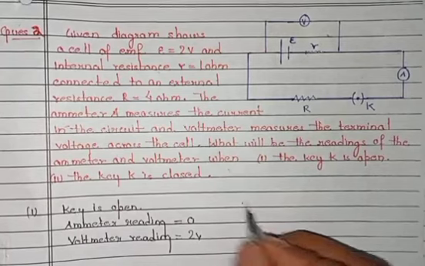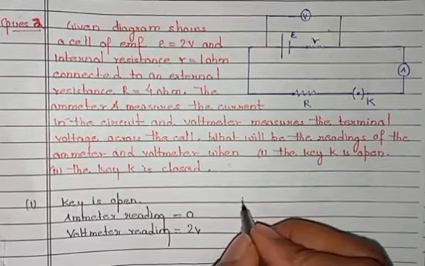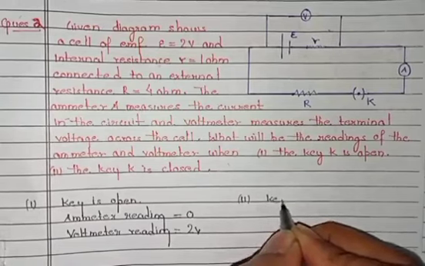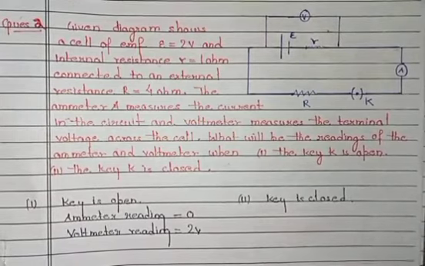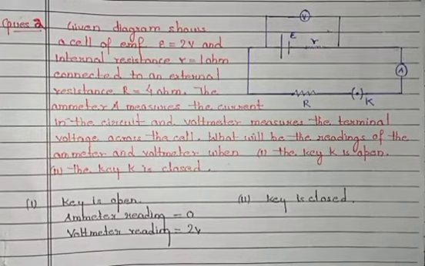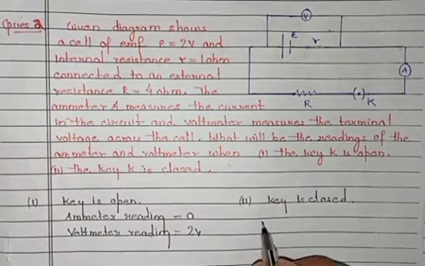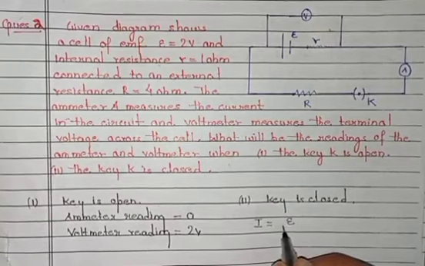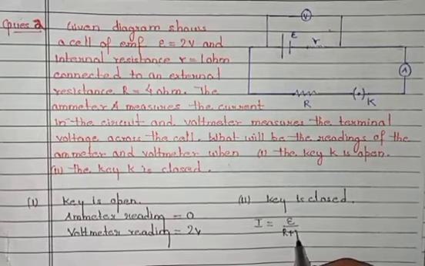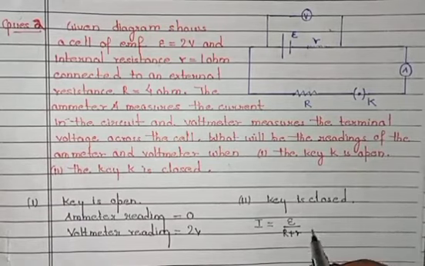Now case 2. In case 2, the key is closed. Now if the key is closed, that means the circuit is closed. So there will be flow of current in the circuit. Now if there is flow of current in the circuit, we have to get the reading of the ammeter. So here, how to get the reading of the ammeter? We can use the formula: current is equal to EMF upon external resistance plus internal resistance.